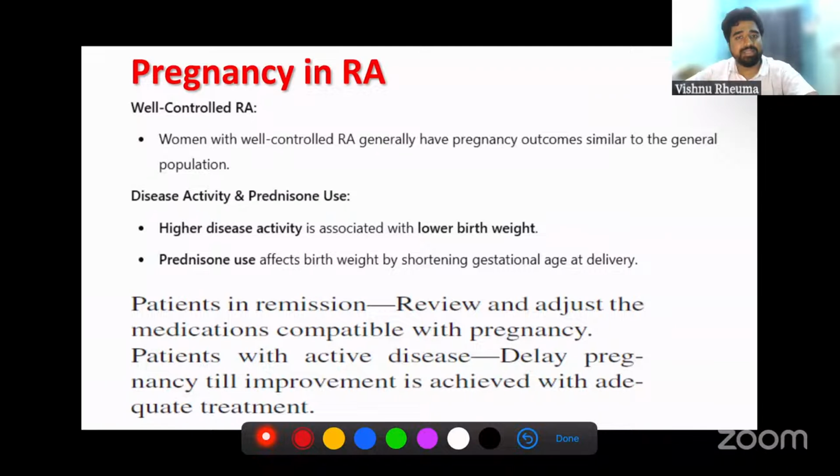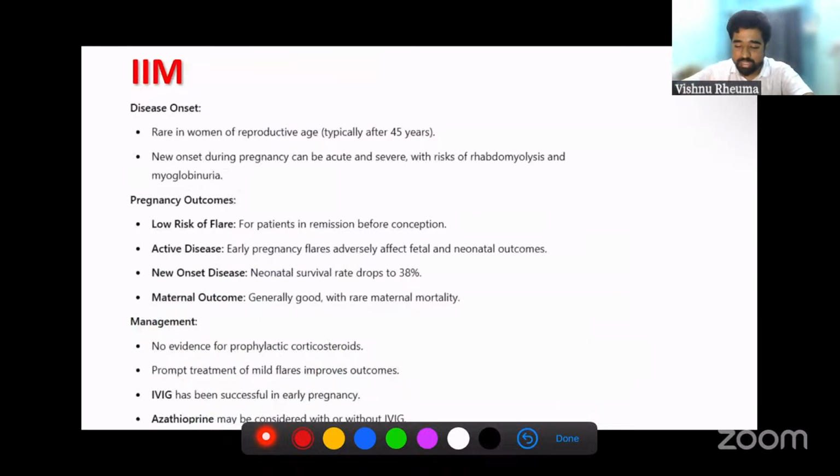So how does pregnancy change RA? Overall, unless there is very high disease activity, that doesn't change much. It's a good pregnancy outcome condition. If there is high disease activity, also not much mortality, only low birth weight possibility is there. If the patient is in remission, the main thing you should take care of while counseling the patient is the medication only. Not much else changes. But if the patient is in active disease, then you would want to delay pregnancy till improvement is achieved.